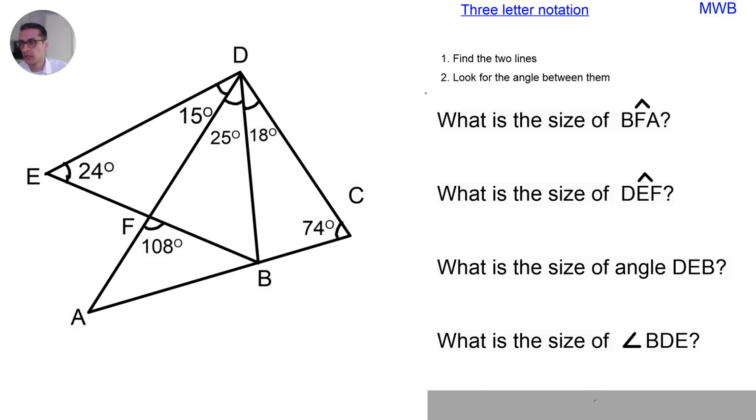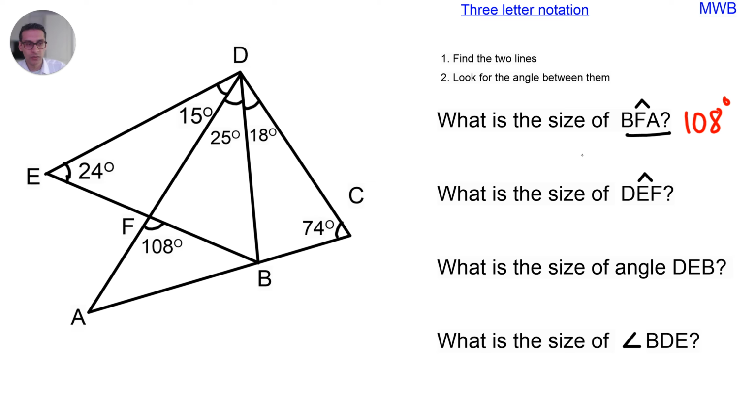Okay. Question 1, so you've got BFA. So starting at B, going to F and then going to A. So this is the line we're looking at, BFA. I can see that's 108 degrees.